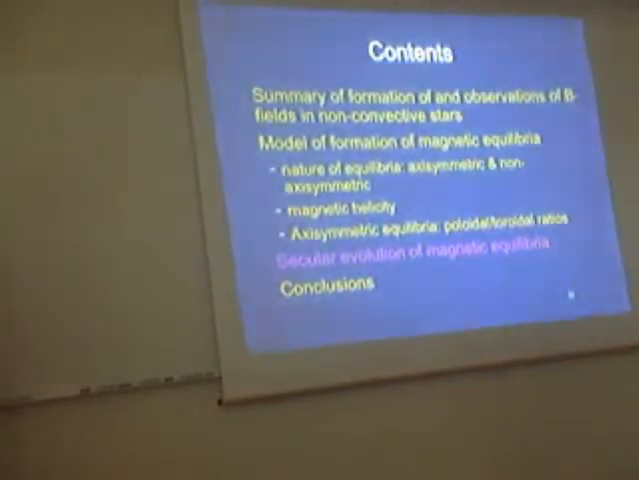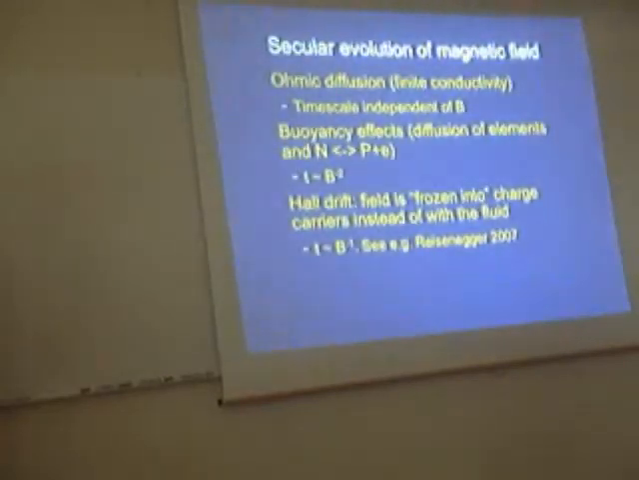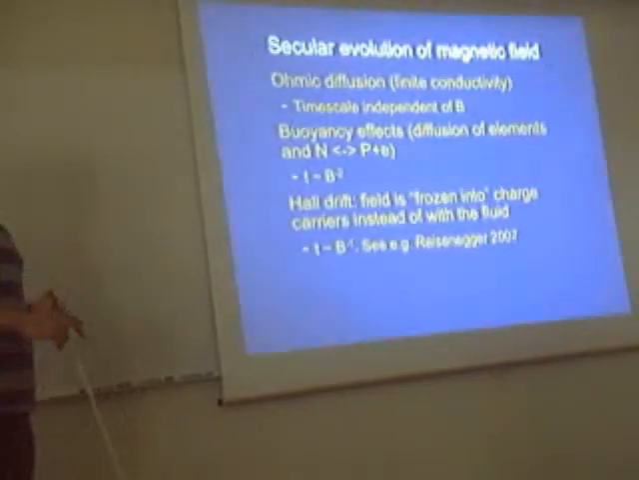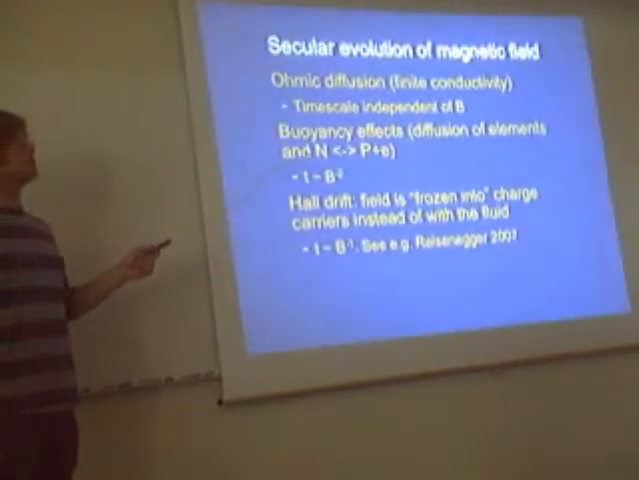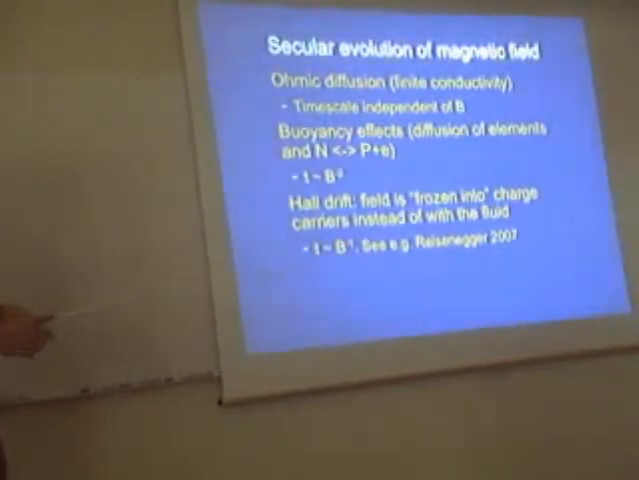So I just wanted to say a little bit then about how these equilibria evolve in time. There are various processes by which this can happen on a much, much longer timescale compared to a dynamical timescale. The most obvious one is atomic diffusion, simply because these things are not perfect conductors. The timescale at which this happens is independent of the field strength. Then there are buoyancy effects, which I'll explain in a second.